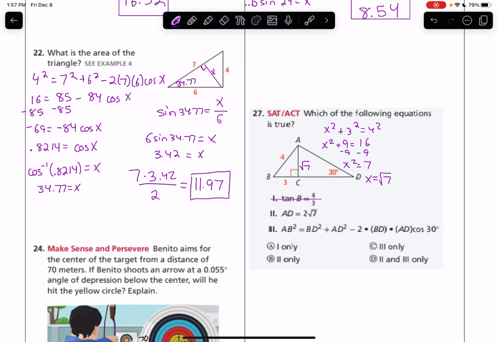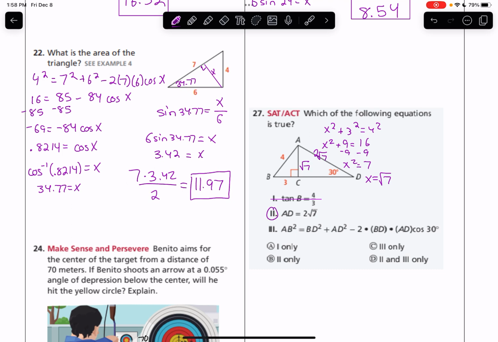And since this is a 30, 60, 90 triangle, I know that the hypotenuse of a 30, 60, 90 triangle is twice the length of the base, or twice the length of that short side. So the hypotenuse is indeed 2 root 7.